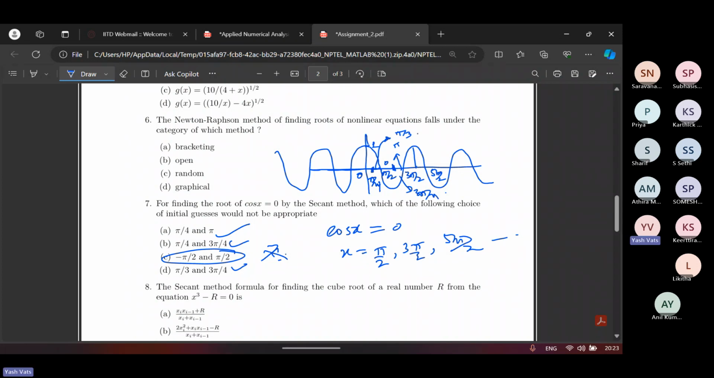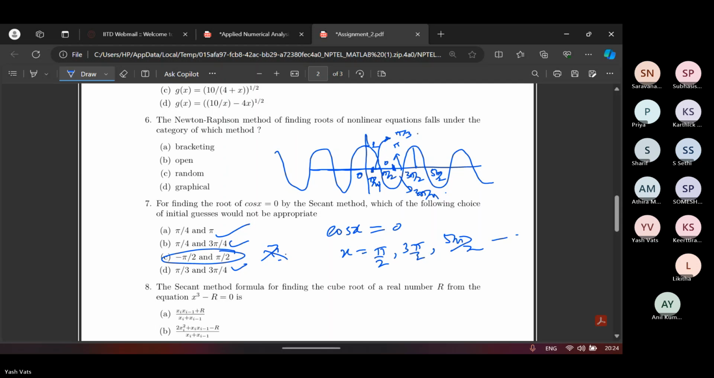So how would you approach it? Which one is the good way? You need to take the closer value. So pi and pi by 4 are good, right? And pi by 4 and 3 pi by 4. Okay, wait a second. First is a good choice. Pi by 4 and 3 pi by 4 becomes quite far. Pi by 3 and 3 pi by 4 also quite far.